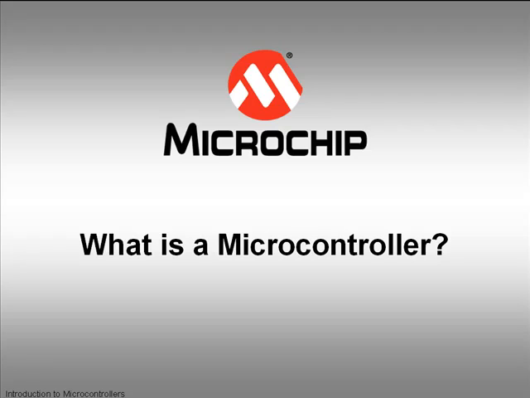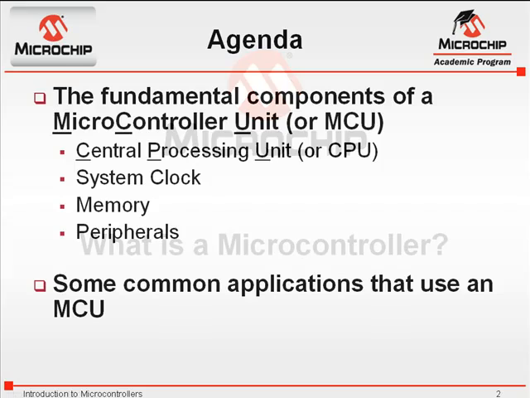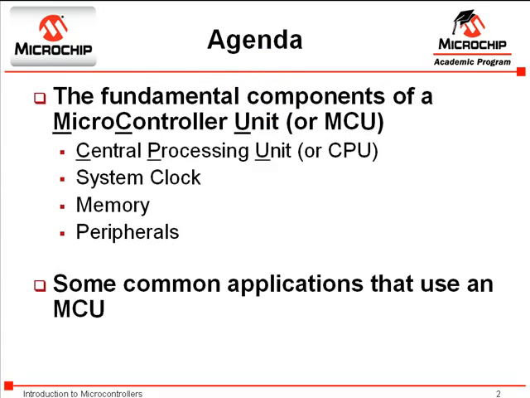In this presentation, we will discuss the following. A high-level overview of the fundamental components of a microcontroller, or MCU for short, will be discussed, including the central processing unit, or CPU, the system clock, memory, and finally peripherals. We will also identify some common everyday products that use microcontrollers. You'd be surprised at how often in your day-to-day activities you actually come in contact with these devices. So let's begin with the big question. What is a microcontroller?